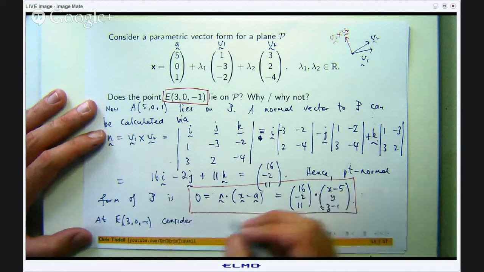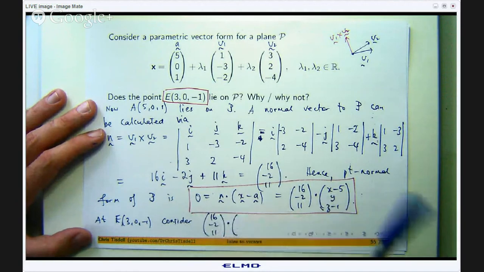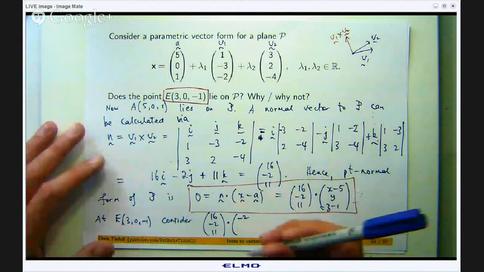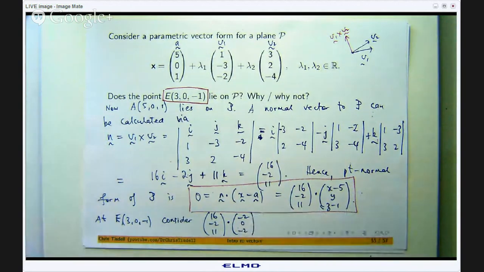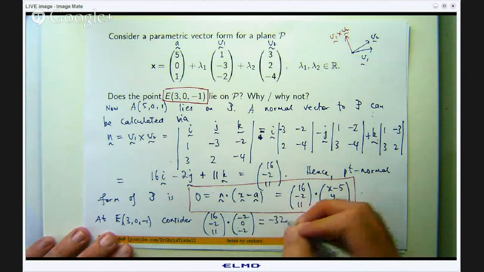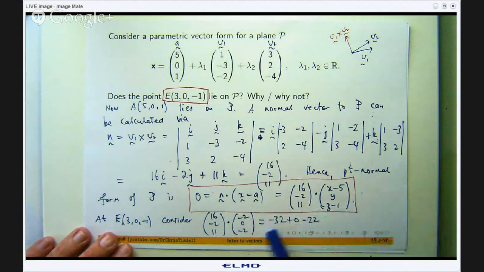So let's consider this thing here. 16, -2, 11. All right, let's plug in. So 3 minus 5 will give me -2. Y equals 0 will give me 0. And -1 minus 1 will give me -2. To evaluate this dot product, you multiply component by component and you add up. We're trying to see if this equals 0 or not. So we're going to get -32 plus 0 minus 22. It's obviously not going to be 0.